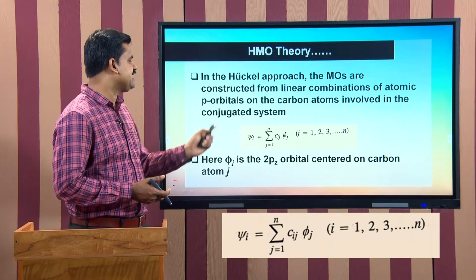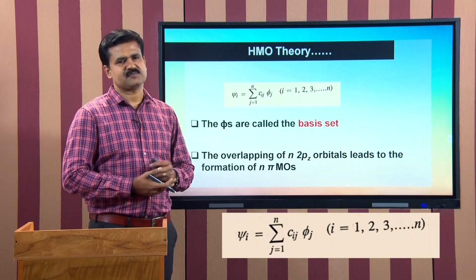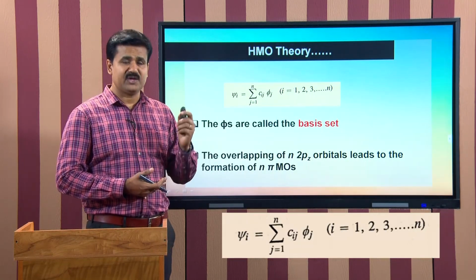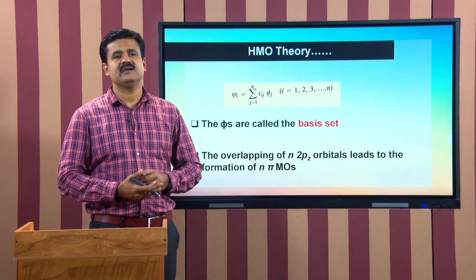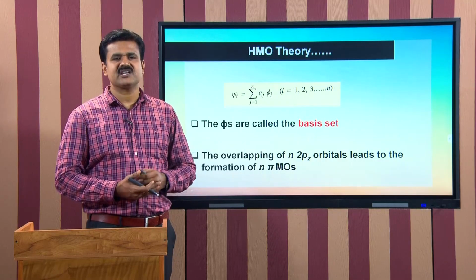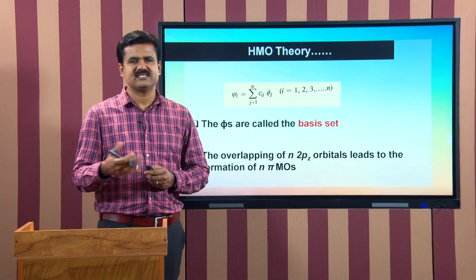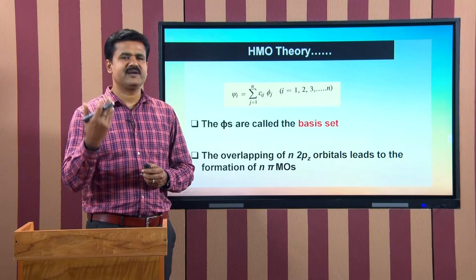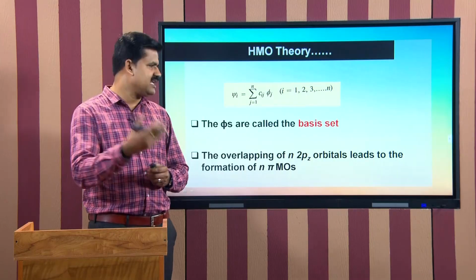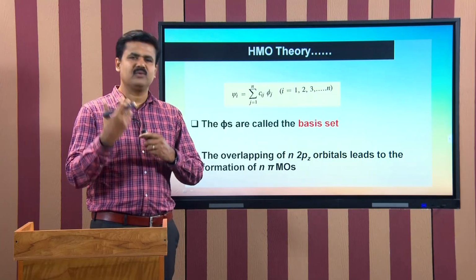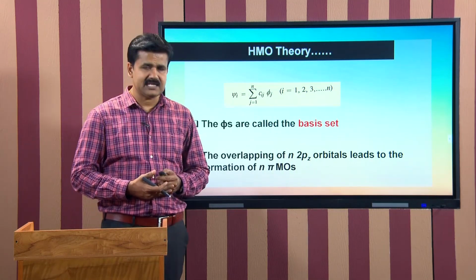Here, phi j is the 2pz orbital centered on carbon atom j, and in this expression, the phi j's are known as the basis set. The overlapping of n pz orbitals leads to the formation of n pi molecular orbitals. This is similar to molecular orbital theory, where atomic orbitals undergo combination to form molecular orbitals. N atomic orbitals combine to produce n molecular orbitals. Similarly, n 2pz orbitals on combination lead to the formation of n pi molecular orbitals in Huckel molecular orbital theory.